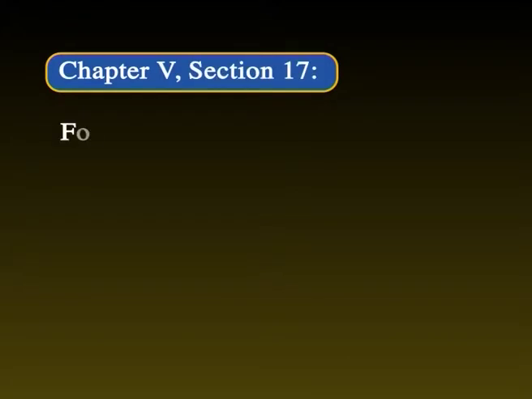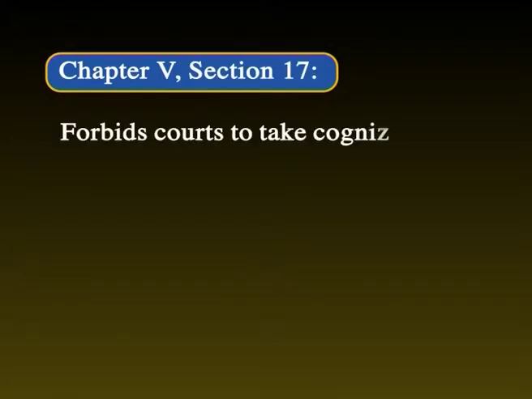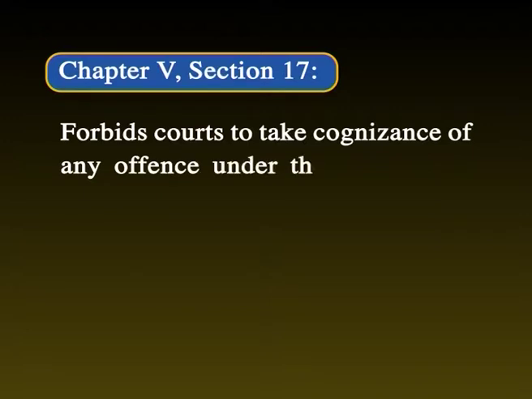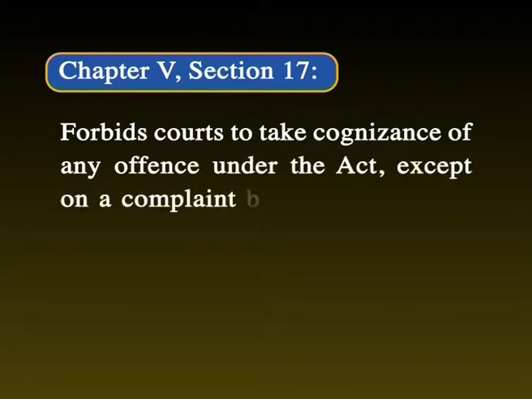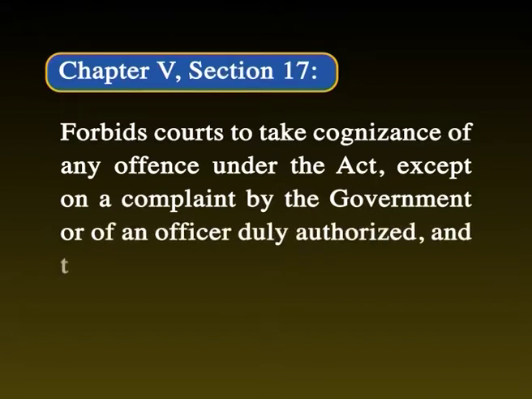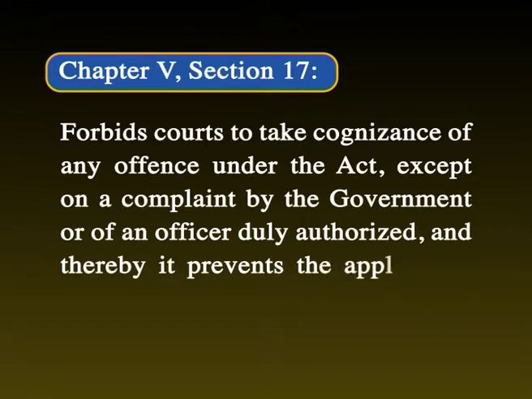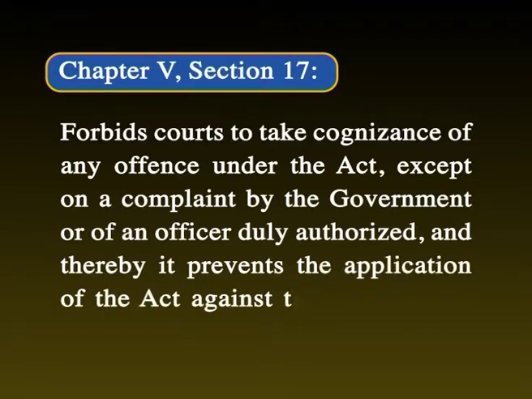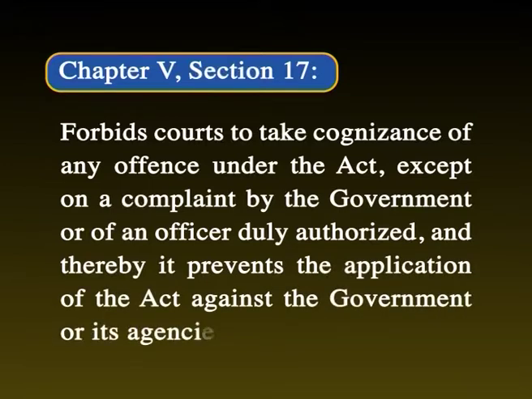Chapter 5 deals with cognizance of offenses under the Act and the powers of the central government to make rules. A crucial provision, however, is Section 17, which specifically forbids the court to take cognizance of any offense under the Act, except on a complaint by the government or of an officer duly authorized, and thereby it prevents the application of the Act against the government or its agencies.